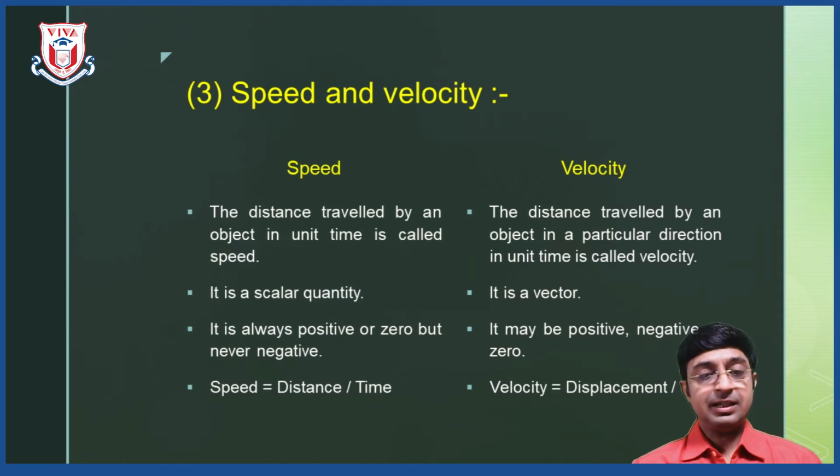Next point, speed is always positive or zero but never negative. But in the case of velocity, it may be positive, negative or 0. The last point is the formula. Speed is equal to distance upon time, and the velocity formula is given. Velocity is related to displacement. That's why velocity is equal to displacement upon time. If we substitute the units of distance, time, displacement in this formula, we get the SI as well as CGS units of speed and velocity. So distance and displacement are measured in the same unit, that is the meter, and time is measured in second. So in the case of speed and velocity, the SI unit is meter per second and the CGS unit is centimeter per second.